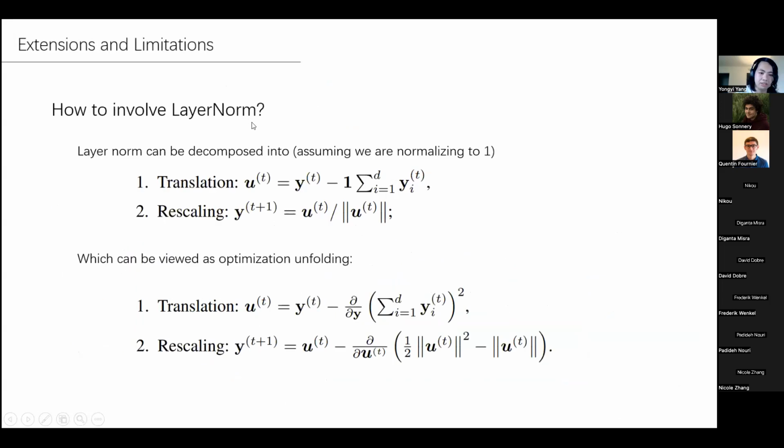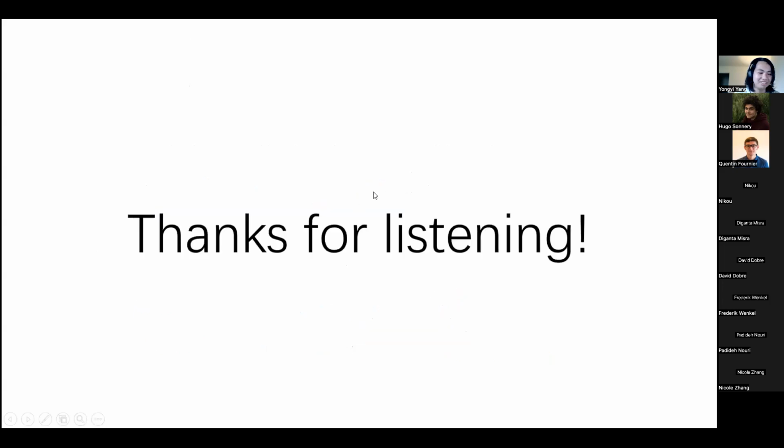And for layer norm, you can decompose the normalization into two processes, translation and rescaling. It turns out that both of these transformations can be written as the descent step of a specific energy function. So it can also be involved in our framework. So that's how we can deal with layer norms. And basically, that's all.